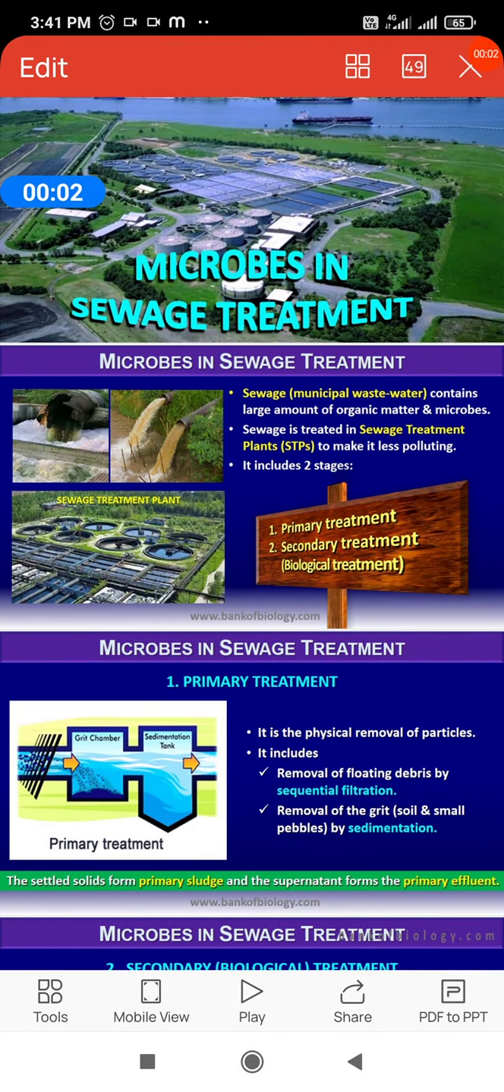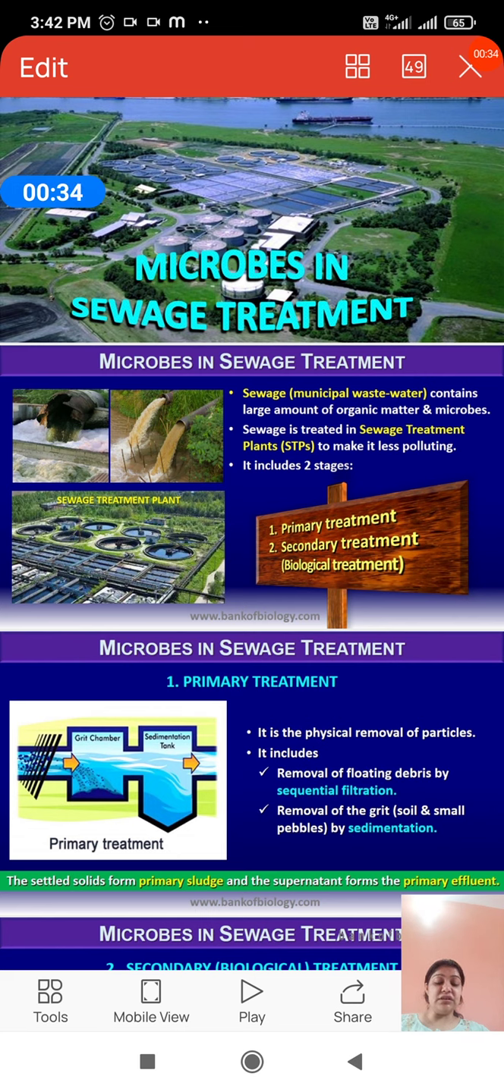Now we are going to start with the next topic, that is the microbes in the sewage treatment. See, what is sewage? Sewage is the municipal waste water containing large quantities of human excreta, which contains a large amount of organic matter. Please, this is a key word. You must remember that it contains organic matter and microbes. Human excreta is an organic matter.